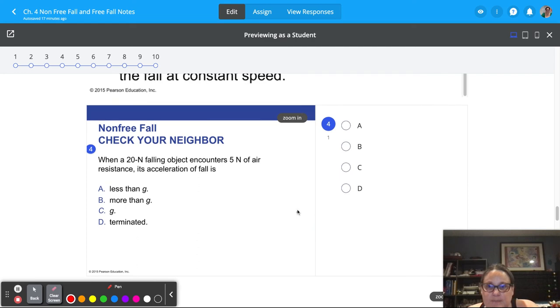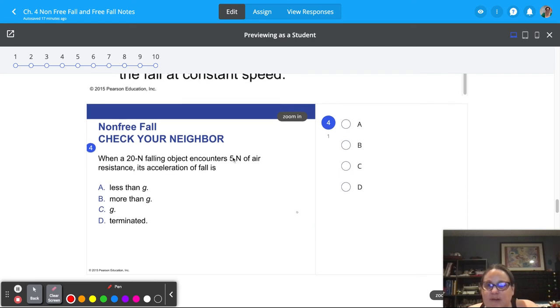A couple of questions. When a 20 Newton falling object encounters 5 Newtons of air resistance, its acceleration of fall is less than g, more than g, or terminated. To decide what the answer is, we know weight would be 20 downward, and they're telling us that the air resistance is 5. So the net force in this case would be 15 downward. Ooh, that does not look right.